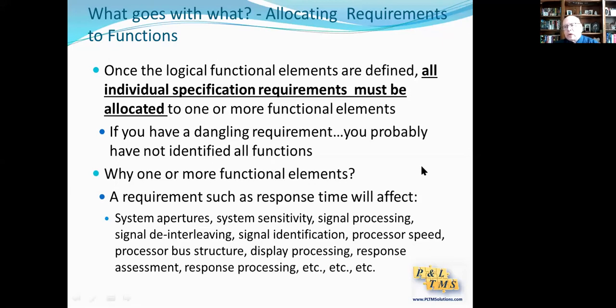And if you have a requirement that says the system must respond within 500 milliseconds of the signal going in the air, now you have to allocate every bit of that.